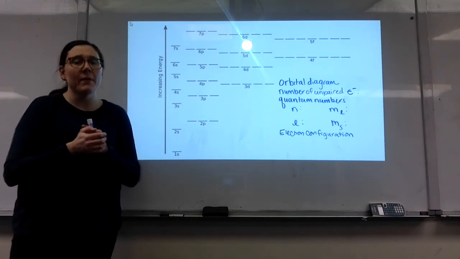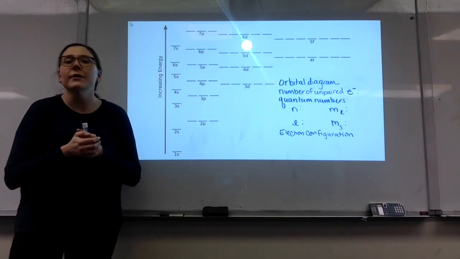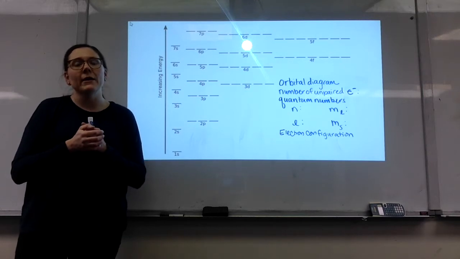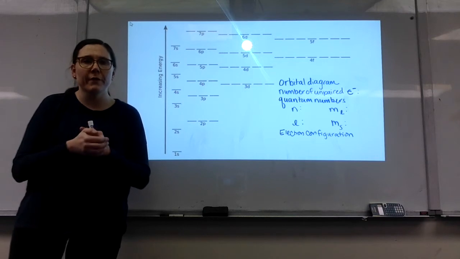I'm going to work through how you would fill in an orbital diagram, and then from that be able to determine the number of unpaired electrons, a set of 4 quantum numbers for the last electron filled, and then from the orbital diagram how you would write an electron configuration. So I'm going to work through 3 examples with 3 different elements.